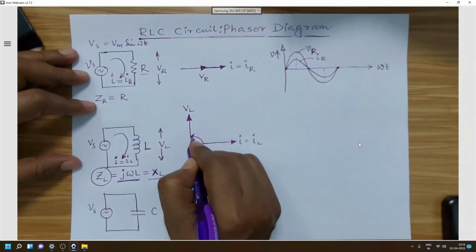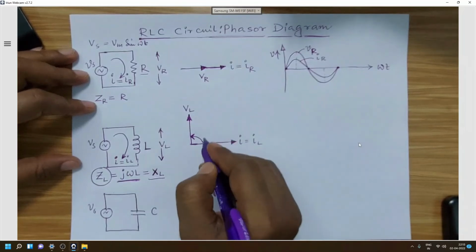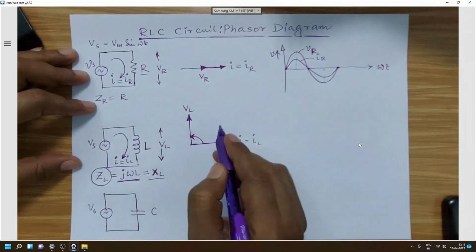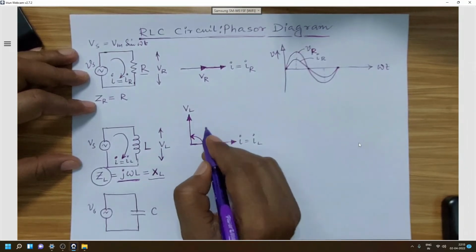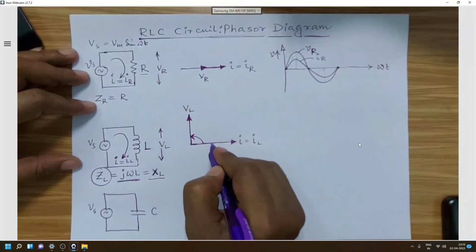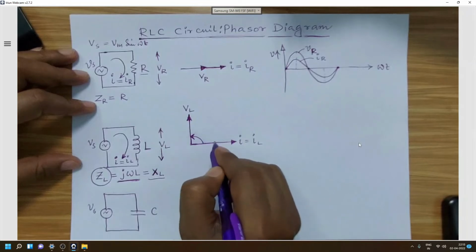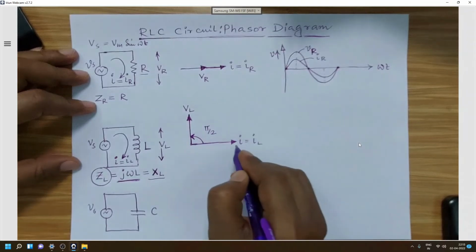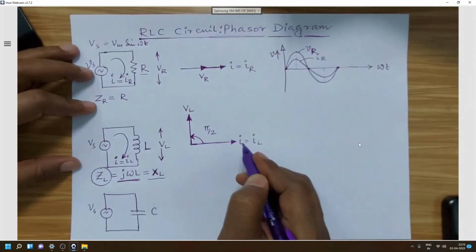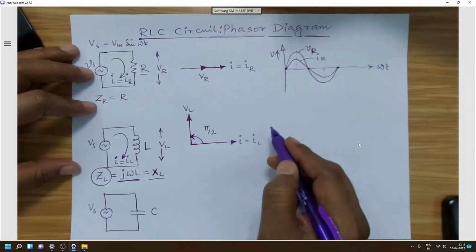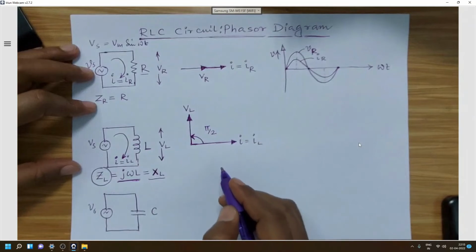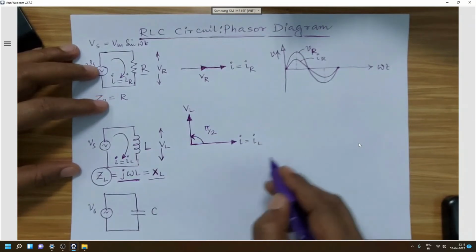As we have already discussed, if we find any vector from a reference vector after rotating in anti-clockwise direction, then that vector will be called the leading vector. So if we are moving in anti-clockwise direction for searching the VL, we will find it after 90 degree phase displacement for the case of pure inductor. So this is the phasor diagram of pure inductor or pure inductive circuit.